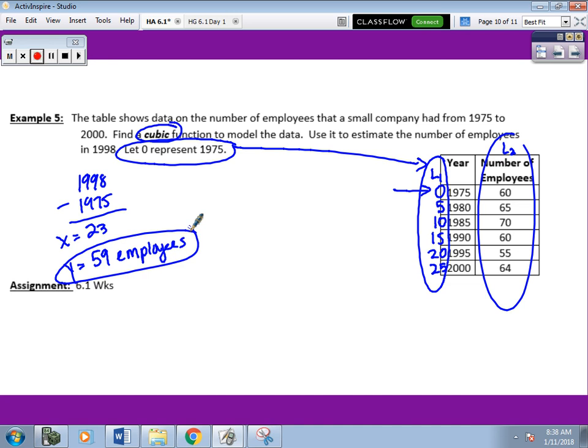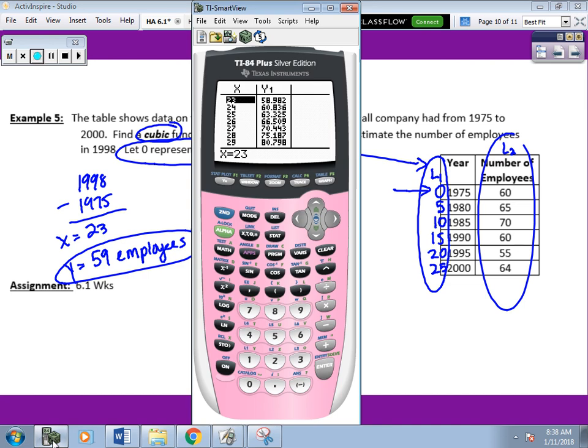Okay, and you should have had the equation written out. I'm just not going to write it out since I have it here on my calculator.